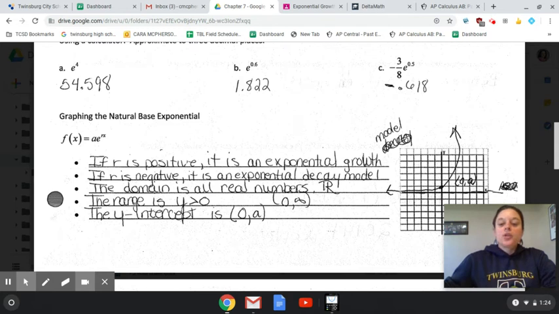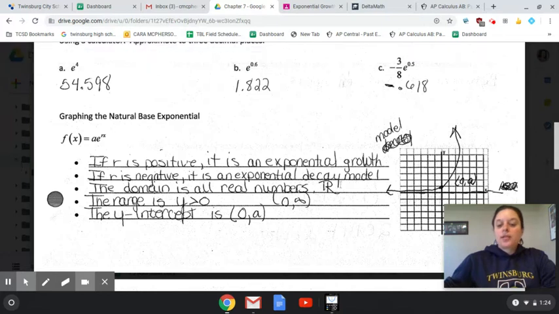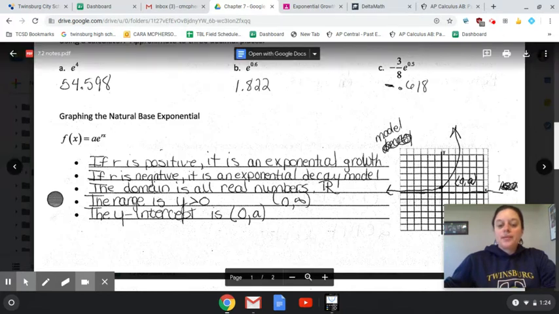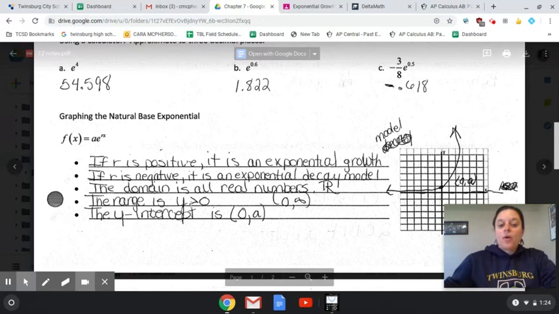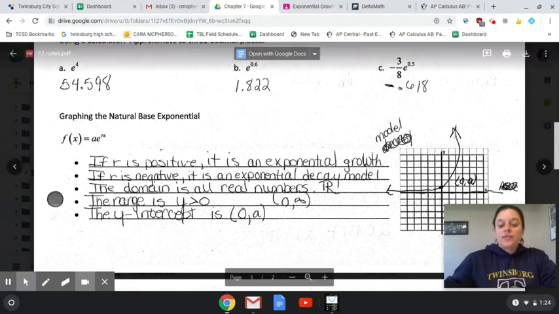Your domain, just like all of the ones that we did a couple days ago, is all real numbers. It's going to go forever to the left and forever to the right. The range is going to be everything above the x-axis. So your range is going to be everything with y greater than 0, or you can write it from 0 to infinity. It's all the stuff on the top half of this graph.